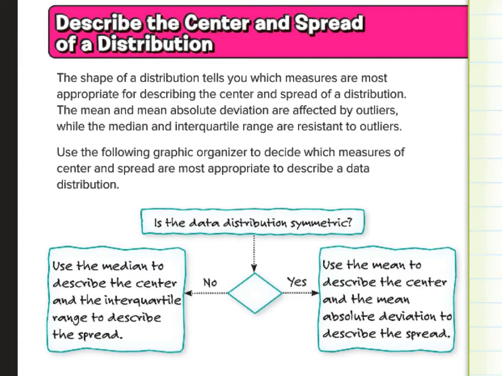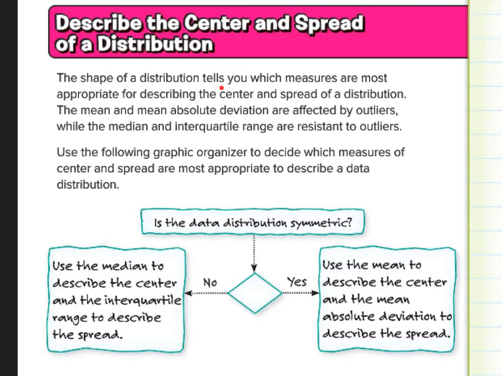Okay, let's have a look at our second key point for this lesson. Now stick with me. I realize there's a lot to read here, but please try your best to pay attention as this is one of the pink sections, which is one of the key points of the lesson. So let's have at it. Describe the center and spread of a distribution. So the center and the spread, essentially the range.